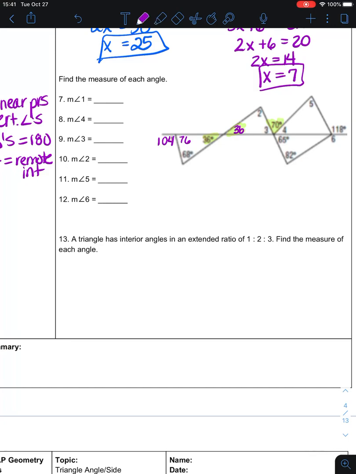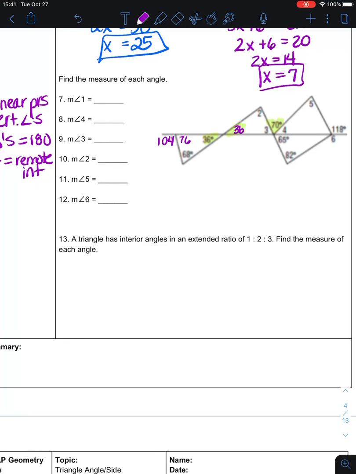And you need to understand, 70, this angle right here, is not a vertical angle, because it is not a linear pair with angle 3, and it's not a linear pair with angle 4. So it is not a vertical angle on its own. Or excuse me, it's not an exterior angle. So you can't use the exterior angle theorem. So we need to keep working our way around.